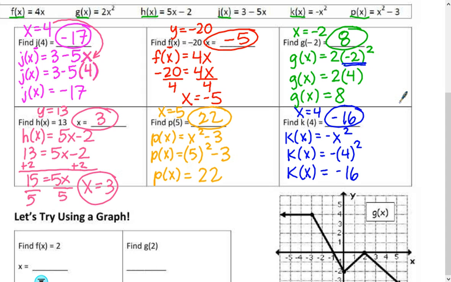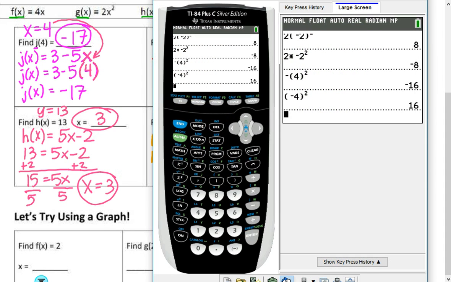If you got -8, alright, so let's look at our calculator. If you got -8, unfortunately you entered it in incorrectly. So you might have entered it in like this: 2 times -2 squared. Well, this confuses your calculator a bit, and it ends up giving you the wrong number.